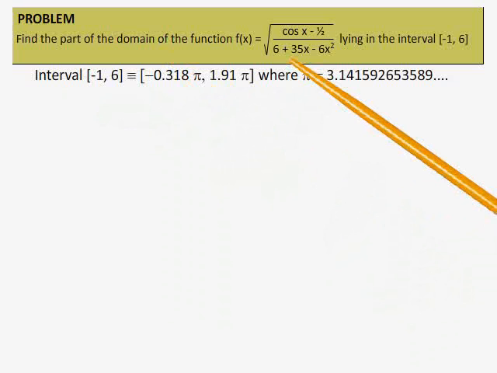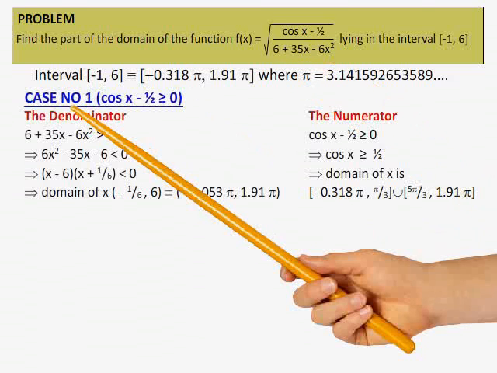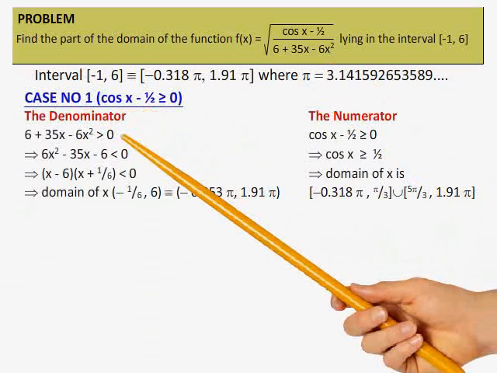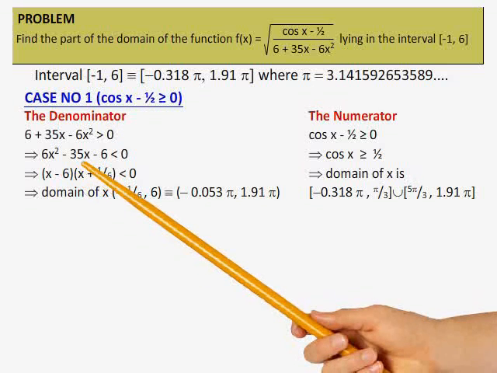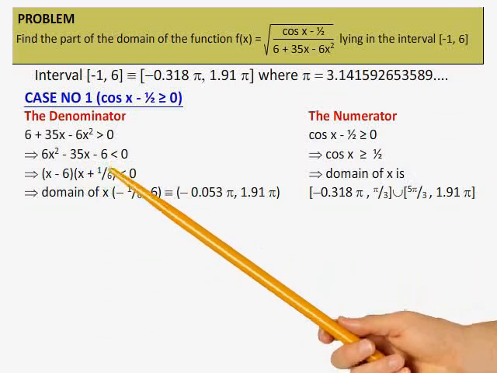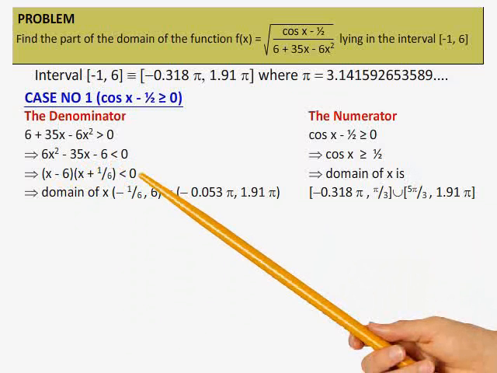Now look at the function. This denominator cannot be equal to 0. Therefore, there may be two cases only. Case number 1, cos x minus half is greater or equal to 0. In that case, denominator should be greater than 0. This means 6x squared minus 35x minus 6 is less than 0. After simple factorization, it becomes (x minus 6)(x plus 1/6) is less than 0.